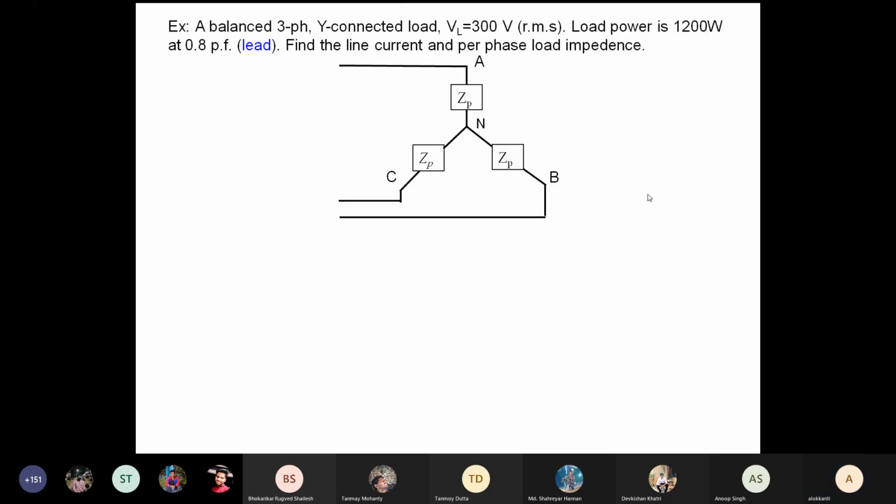So you basically have the circuit like this. I have described with respect to the load. Obviously, there is a supplier. So basically, there is a balanced three-phase load. Balanced means all the three impedances are same: ZP, ZP, ZP, connected in the form of a Y. And what I am given is the line voltage is 300 volt RMS, the line to line voltages.